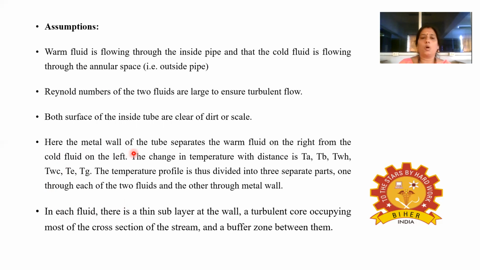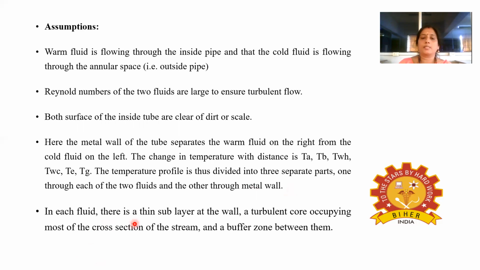The metal wall of the tube separates the warm fluid on the right side from the cold fluid on the left side. The change in temperature with distance is shown by TA, TB, TWH, TWC, TG. The temperature profile is thus divided into three separate parts: one through each of the two fluids and the other through the metal wall.